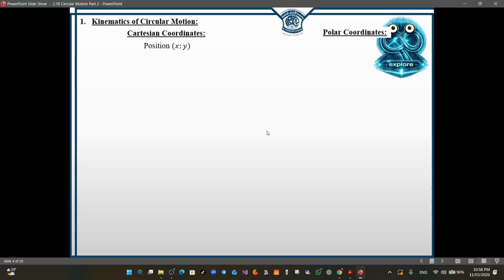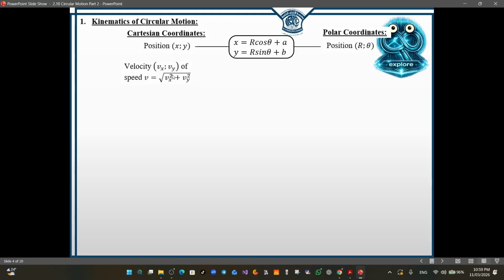Now, in the previous session, we linked the position in the Cartesian coordinate system to the position in the polar coordinate system. So x, y, and r, theta are related via the constraint equations. X is equal to r cosine theta plus a, y is equal to r sine theta plus b, where r represents the radius of the circle, theta the angle, and a and b are simply the center of the circular path. Now, the velocity, which can be decomposed into two components, Vx and Vy, with the magnitude known as the speed, v equals the square root of Vx squared plus Vy squared, can be related to the angular velocity via this equation. The speed is equal to r omega.